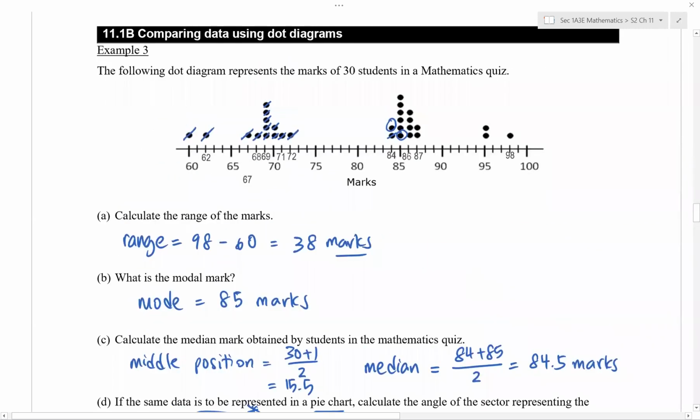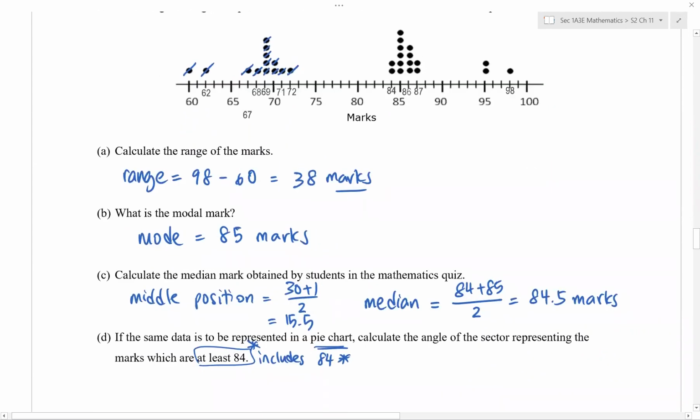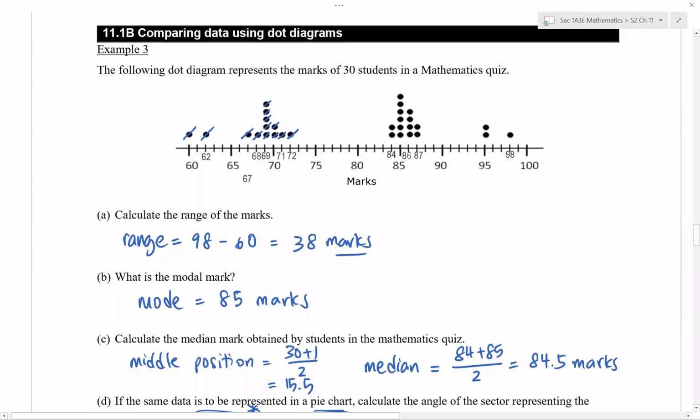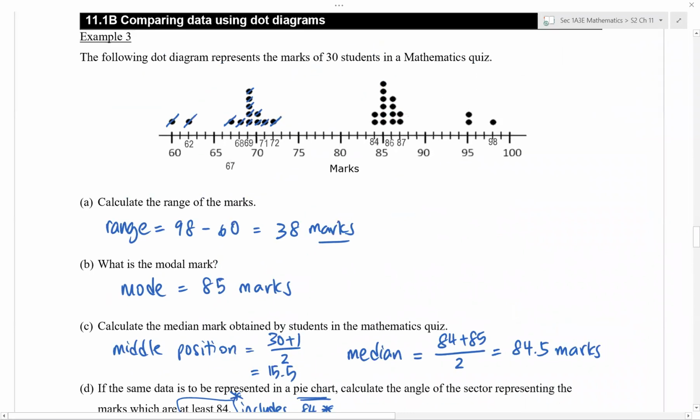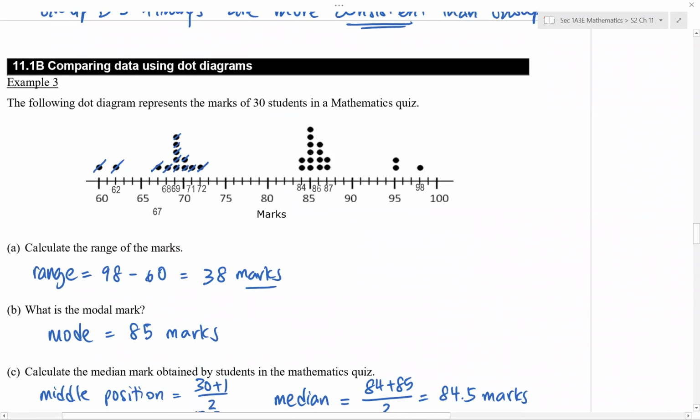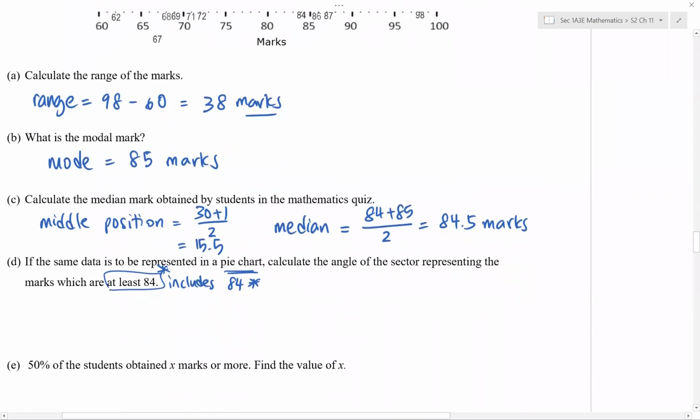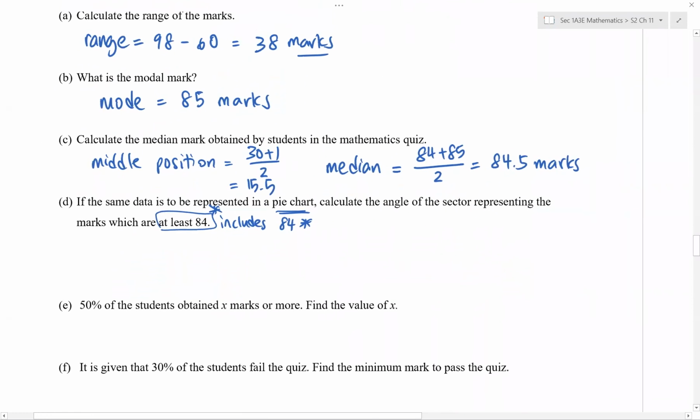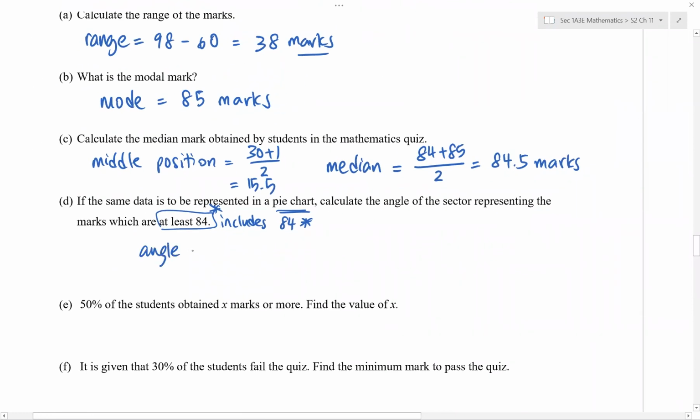Includes 84. So let's count how many students obtain 84 and above. So count properly. 1, 2, 3, 4, 5, 6, 7, 8, 9, 10, 11, 12, 13, 14, 15, 16, 17. We've got 17 of them. So angle will be 17 out of 30 students times our 360 degrees. And that will give us 204 degrees.